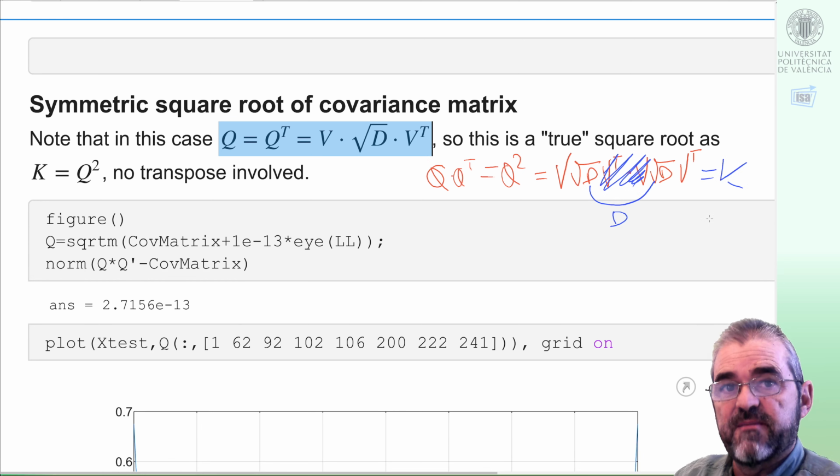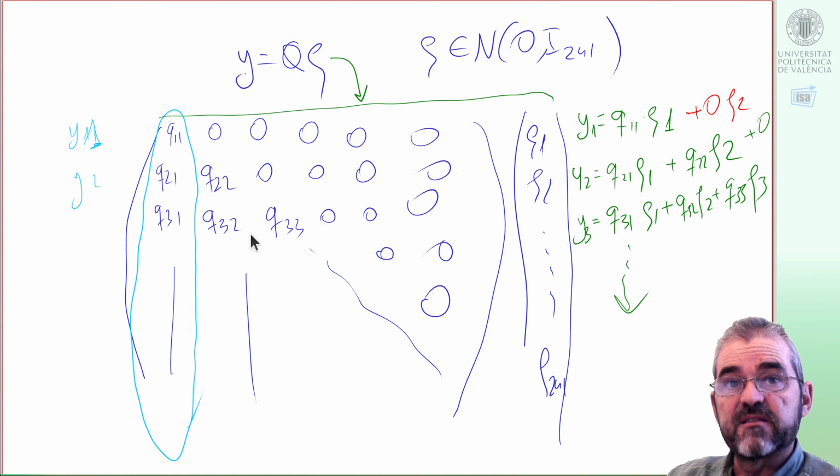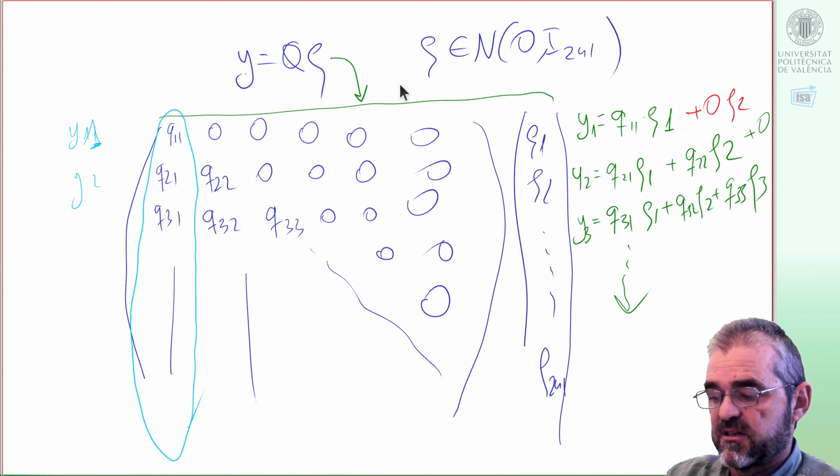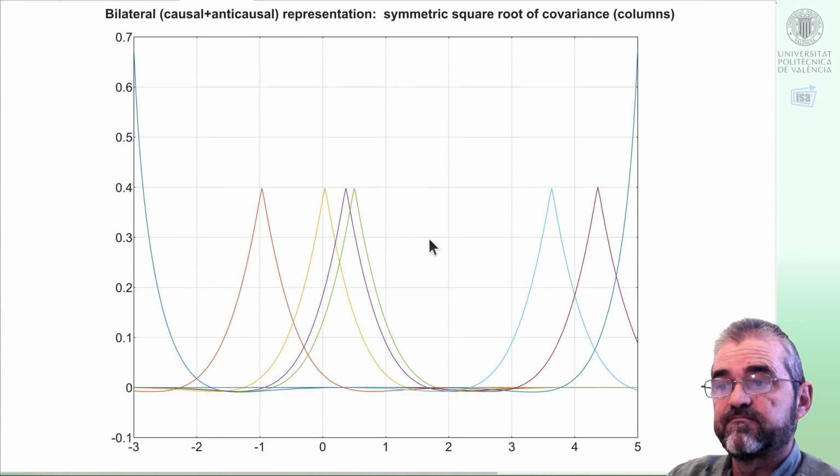So this is the symmetric square root of my covariance matrix, and as the columns of the matrix square root Q illustrate the effect of each of the latent variables C, let us plot some of the columns. And here we have them. They are symmetric. We have some initial and final deformations, these finite window effects. But if we expand our time domain of analysis to plus and minus infinity, then we would have a so-called bilateral convolution kernel.